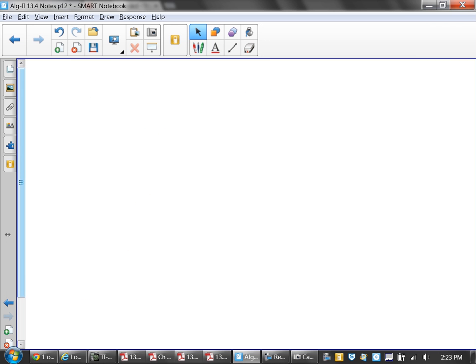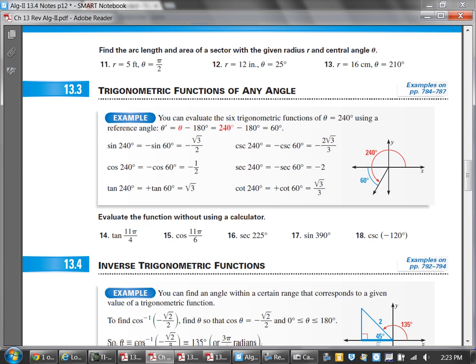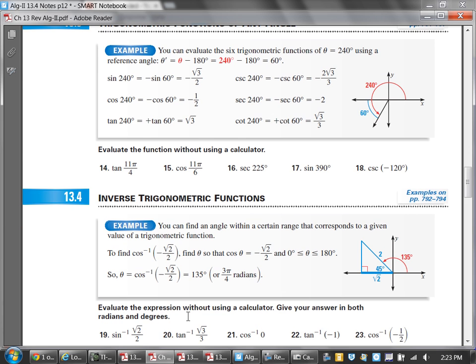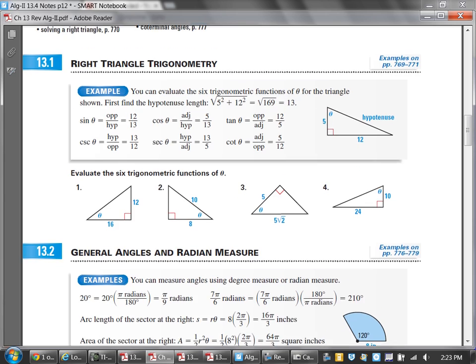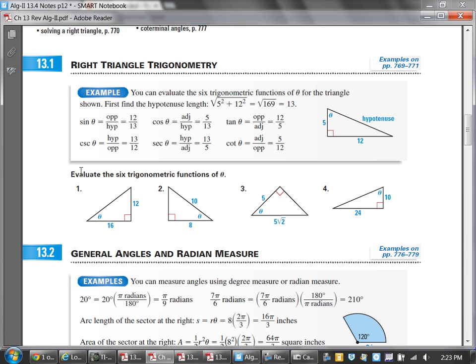The other stuff that came out, give me that right now. I'm just pulling this up here real quick. This is all in the chapter review. Basically, the stuff that's going to be on the test is 13.1, 2, 3, and 4. Law of sines and law of cosines won't be on there. 13.1, 2, 3, and 4 will be.